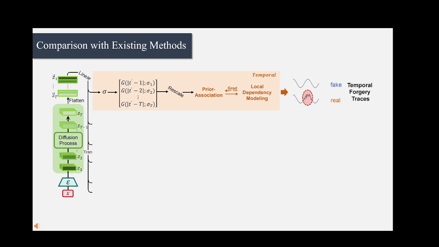The unimodal nature of the Gaussian kernel enhances the correlation between local time steps, making the non-stationary characteristics of real images more prominent and the smoothly evolving patterns of forged images easier to distinguish. This improves the temporal modeling capabilities for forgery detection.